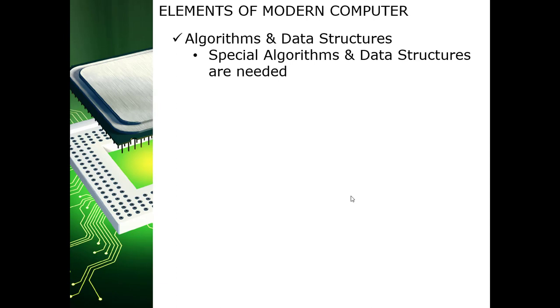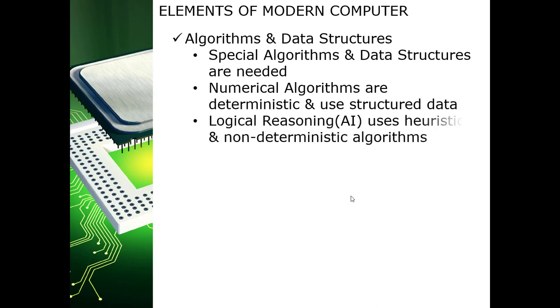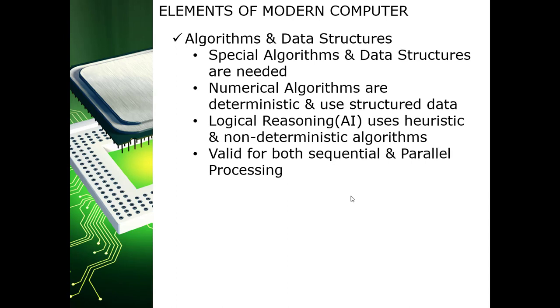So in the field of computer science or computing, some special algorithms and data structures are needed for each computing problem that we define, I said. For example, numerical algorithms are deterministic, using deterministic algorithms and structured data. Then AI uses non-deterministic algorithms. These algorithmic and data structure concepts are valid for both sequential and parallel processing, I said.